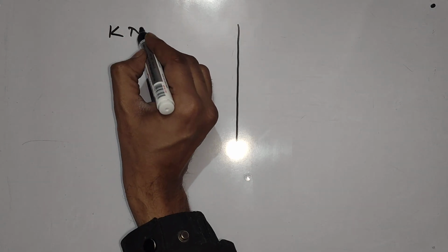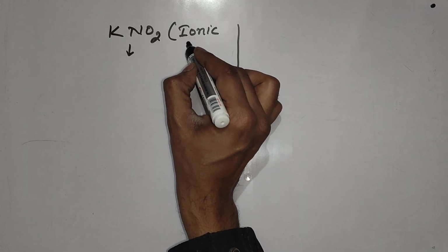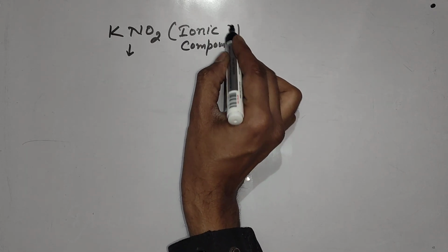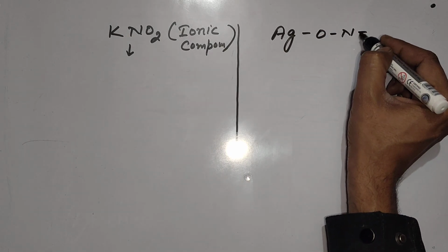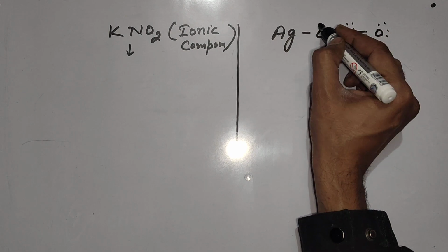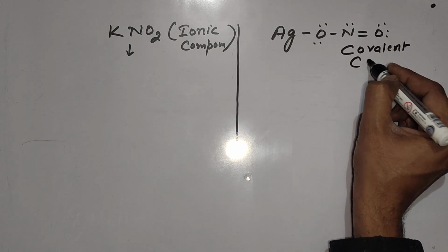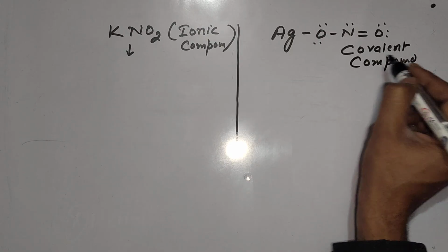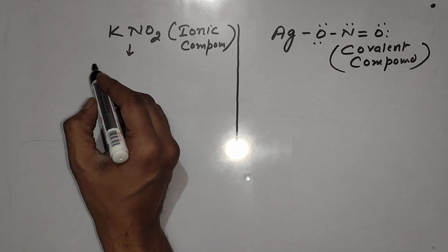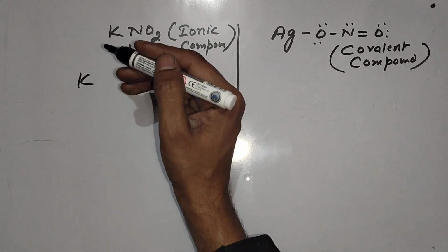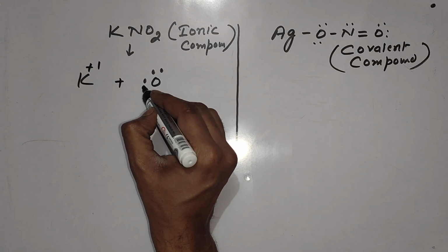If I talk about KNO2, number one, it's an ionic compound. And AgNO2 is a covalent compound. Now KNO2 is an ionic compound, so when it breaks, we know an ionic compound breaks in two parts, cations and anions. It is breaking like this.